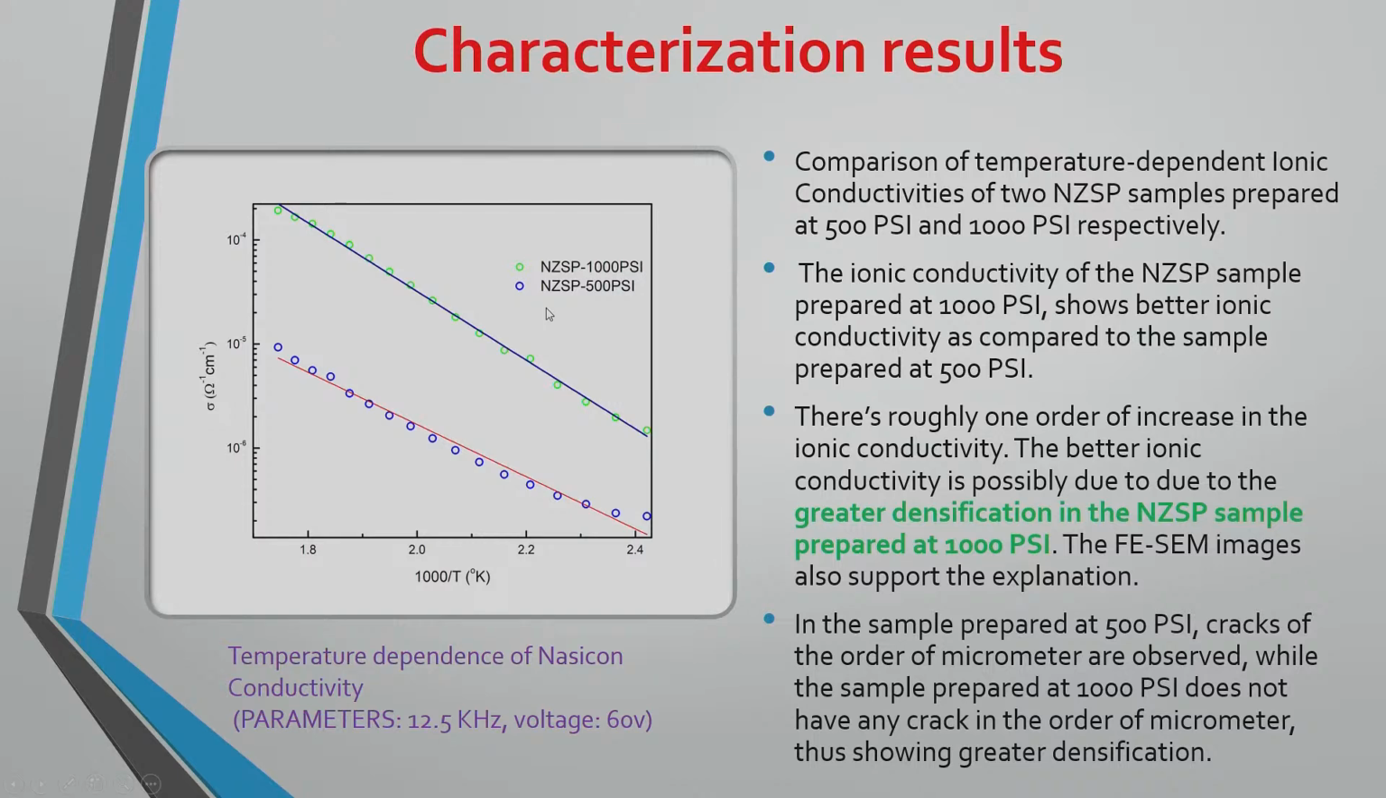The activation energies of these two plots were recorded as 0.49 electron volts, which is very near to the theoretical value of about 0.46 electron volts. As we can see, due to the proper densification of the NZSP sample prepared at 1000 psi, we get a better conductivity here. Most of the parameters used are a frequency of 12.5 kilohertz and a voltage of 60 volts.